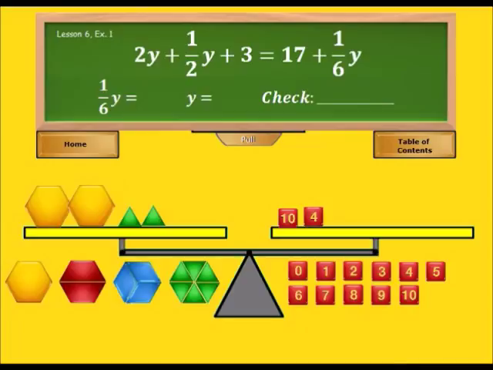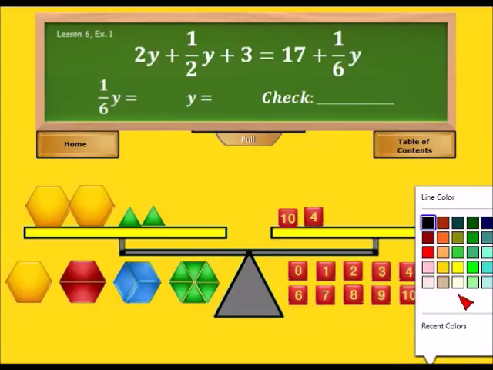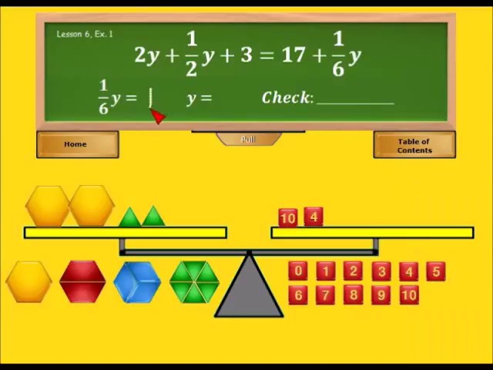So let's write down the value of 1/6 of y, which is 1. Now, y is going to be 6. The reason y will be 6 is that you can see here the yellow block is 6 of the green blocks. So if each one of these is 1, y is 6.